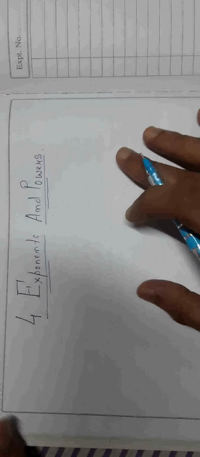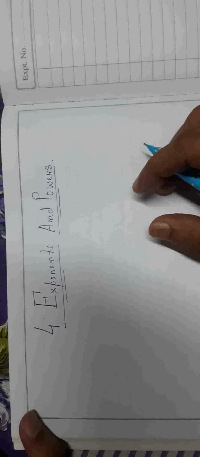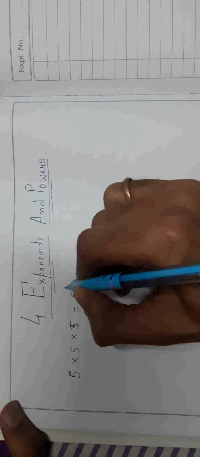Today I'll discuss one of the chapters of class 8 mathematics, which is exponents and powers. As you know, when we multiply a certain number multiple number of times, we can express that as its power. For example, if you multiply 5 3 times, we get 5 cube.